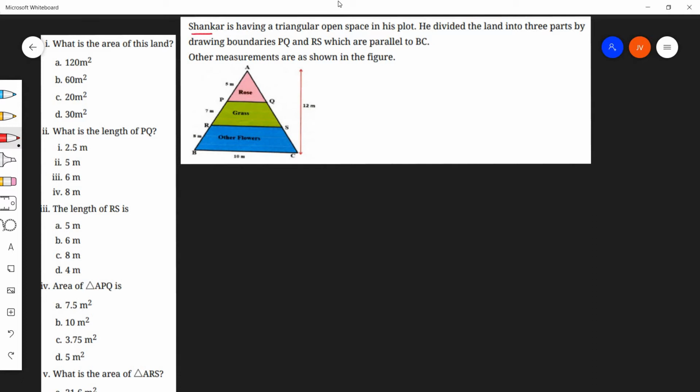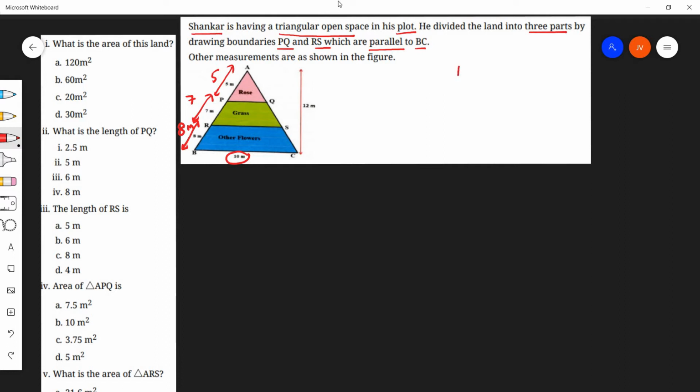I'm just underlining while reading the case study. Shankar is having a triangular open space in his plot. He divided the land into 3 parts by drawing the boundaries PQ and RS, which are parallel to BC. So you can see the diagram where you can see AP length, which is 5 meters. If you are not able to see the font, I'm writing it again. And PR, which is 7 meters, and RB, which is 8 meters. And base is 10 meters.